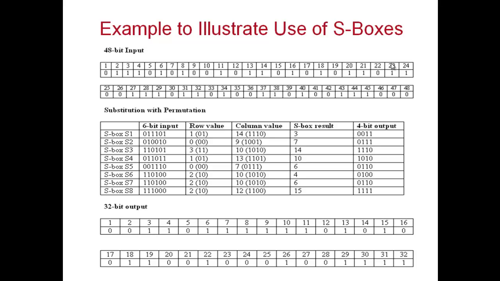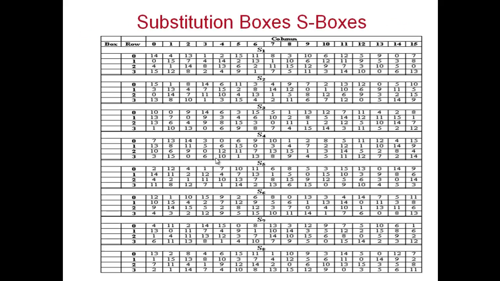Now for S-box 2, we take bits 7 to 12, and that is 010010. We use the leftmost and rightmost bits, 0 and 0, which in decimal is 0. Then we have 1001, which in decimal is 9. So in S-box 2, we index using row index 0 and column index 9.